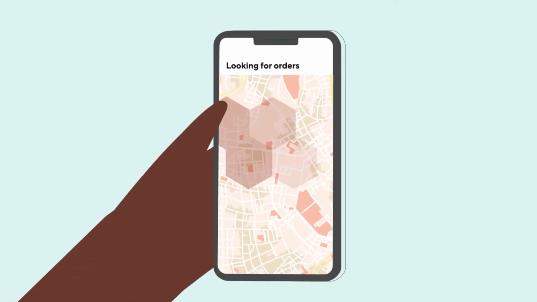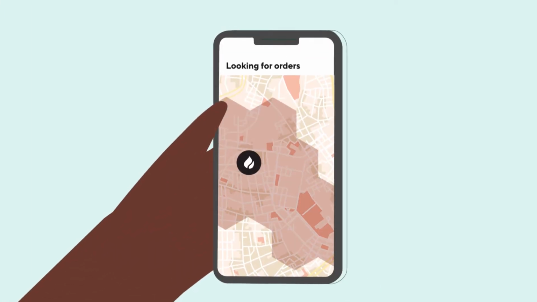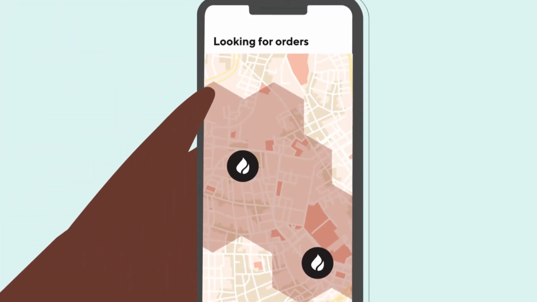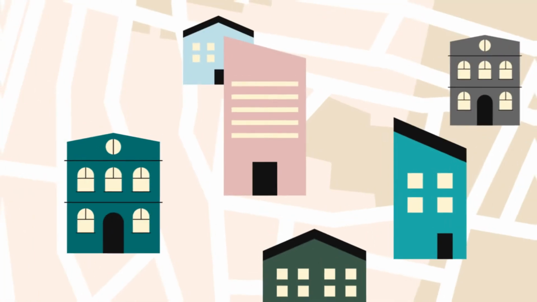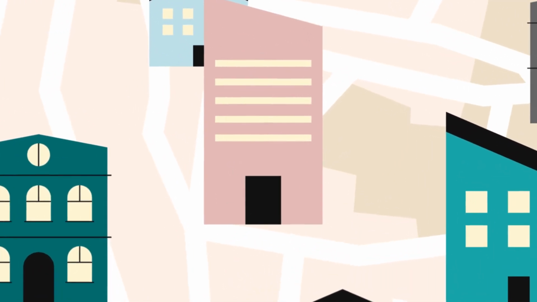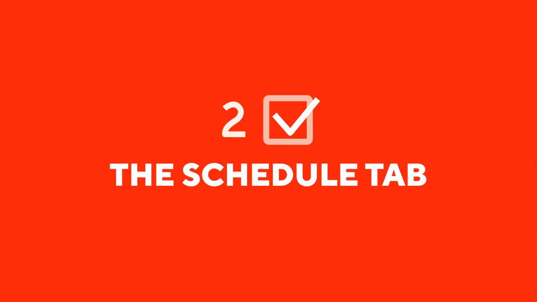This tab shows you a map of your surroundings with high order volume areas, known as hotspots, highlighted on the map to show you where you can go to increase your chances of receiving an order. You'll also see optional directions toward where to go for pickup and delivery for each accepted order, as well as active promotions.